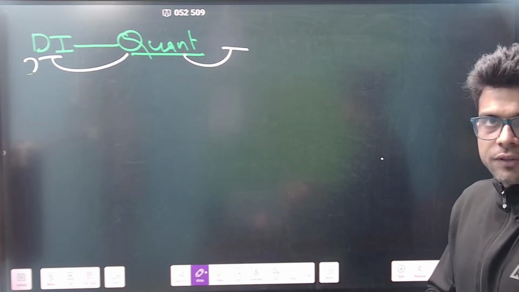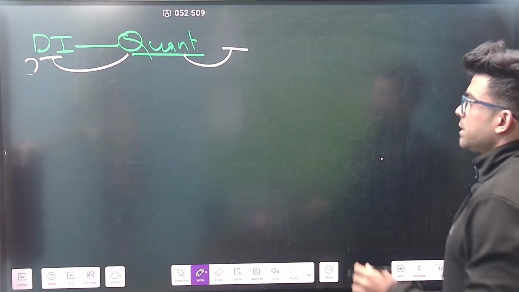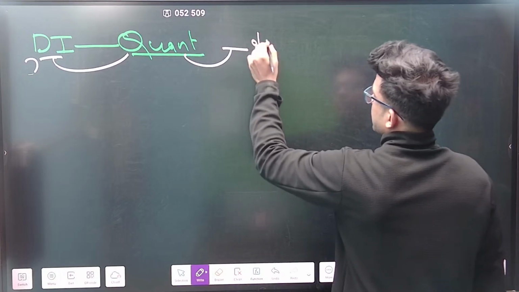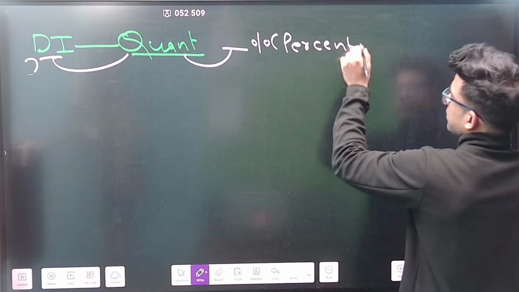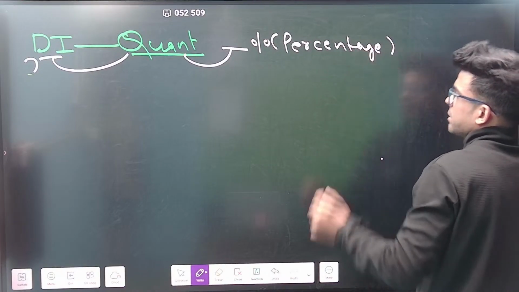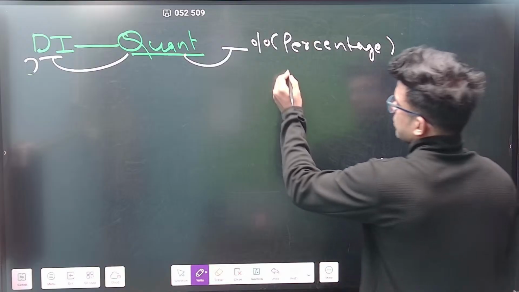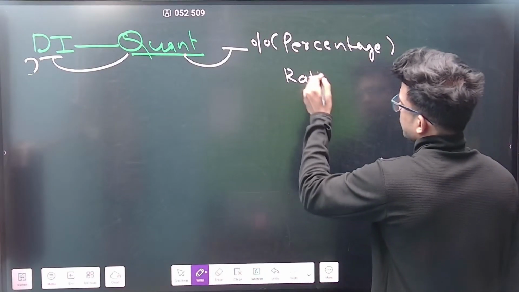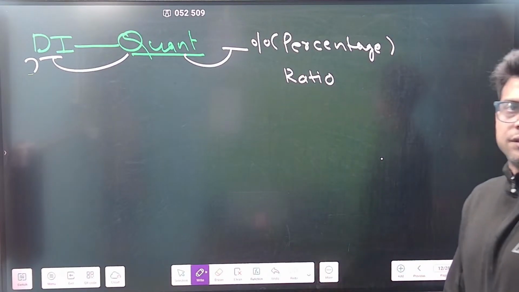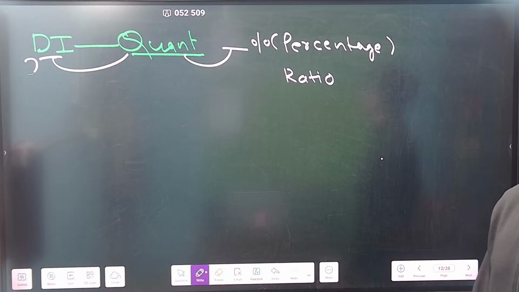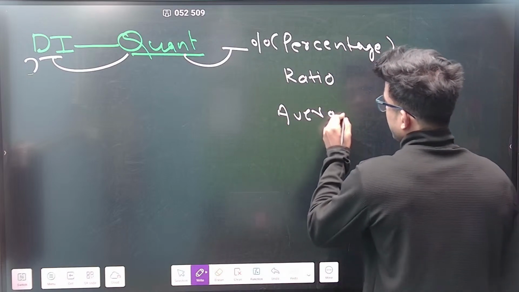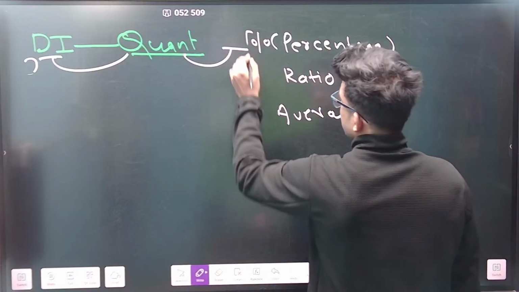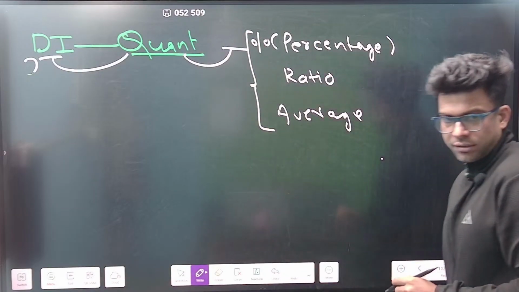The first very important chapter for the quant is percentage. First is percentage. Second, I would say ratios. Ratio, very important. Commonly used chapters are basically ratio, percentage, and I would say average. Let me remind you, these are the important chapters only for the pre-examination.